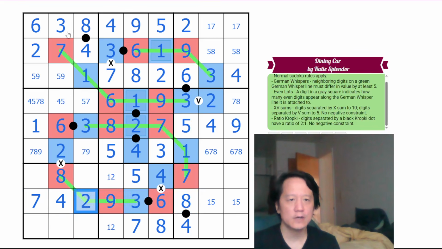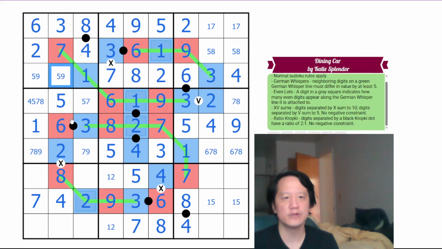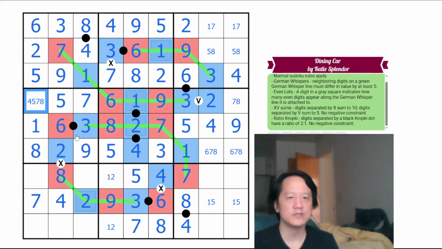Okay. Column 2. 4 eliminates 4 here, so that's 5. That eliminates 5 there, so it's 9, which makes that 5. 5 eliminates 5 here, so it's 7, which eliminates 7 here, so it's 9. No 7 or 9 here, so that's 8. So this leaves this as a 4.